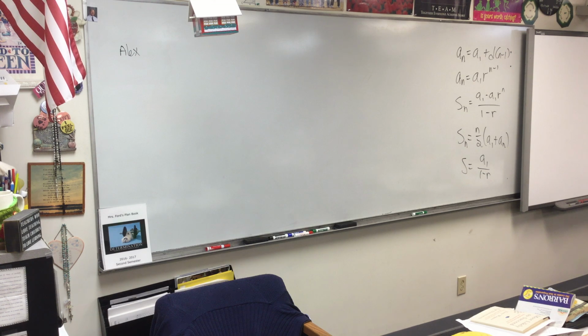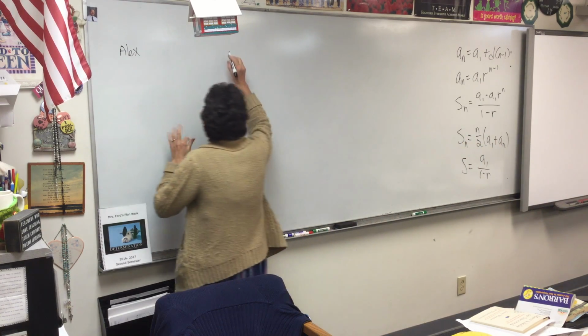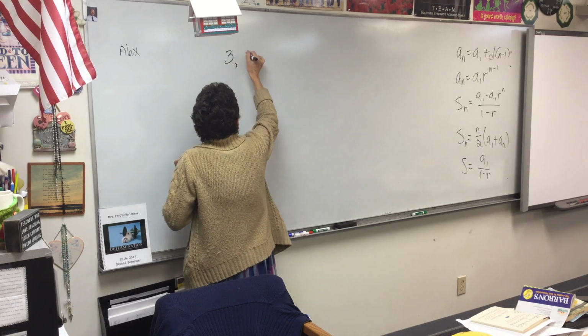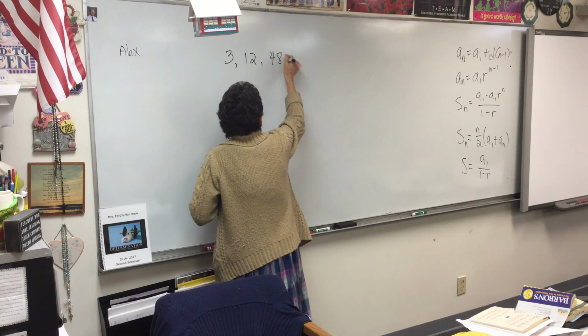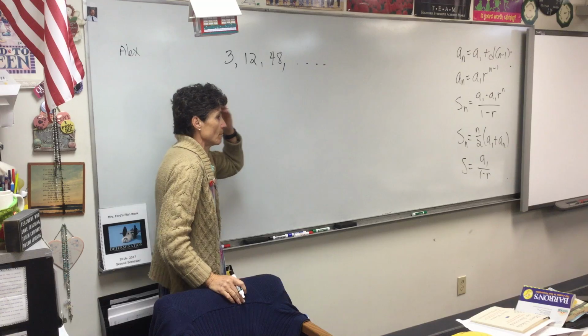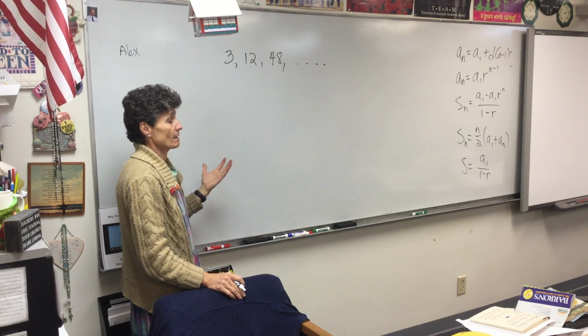All right, so let's suppose that being the Hershey's chocolate freak that I am, I eat 3 candy kisses today, I eat 12 the next day, I eat 48 the next day, and so on. All right, so that's the sequence of numbers we're talking about. So let me ask some questions about this.